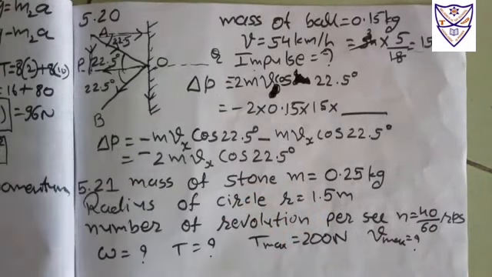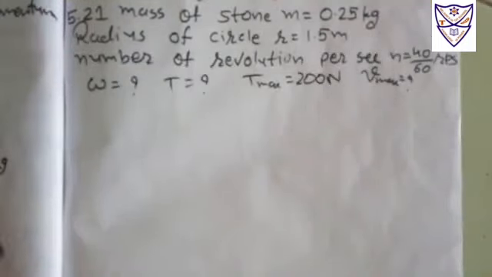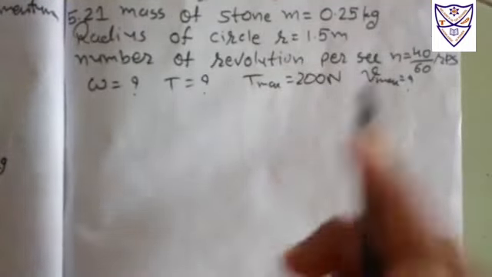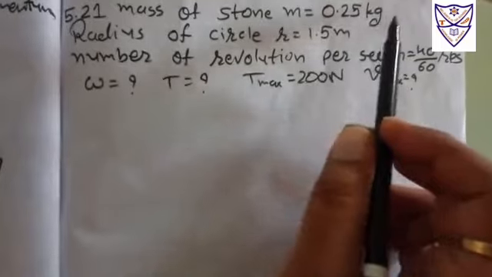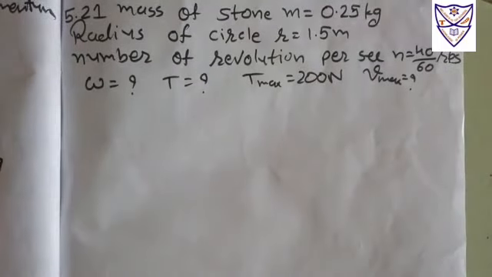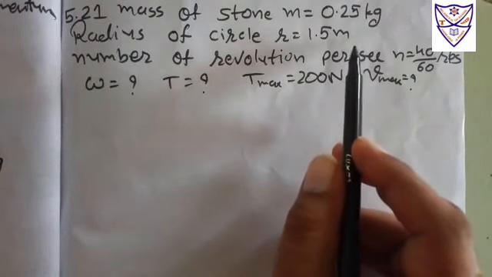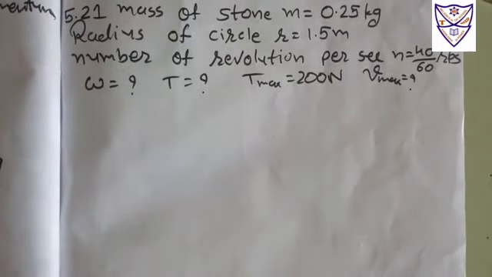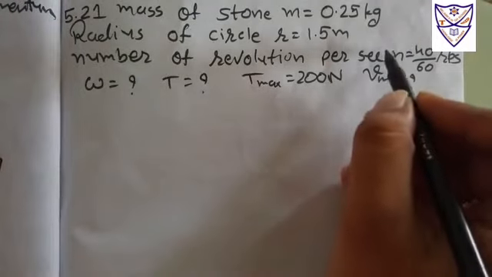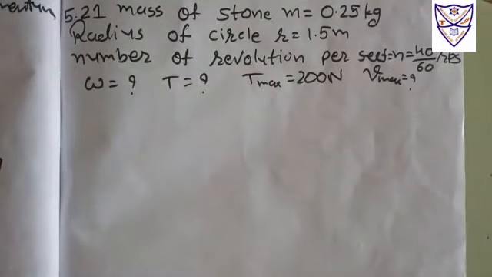In this numerical 5.21, we have a stone of mass 0.25 kg, and the radius of the circle. Here the stone is moving circularly, and the radius of the stone's path is 1.5 meter, right? They have given the number of revolutions per second, n is equal to 40 by 60. Actually that's our frequency. We can write f also, 40 upon 60.